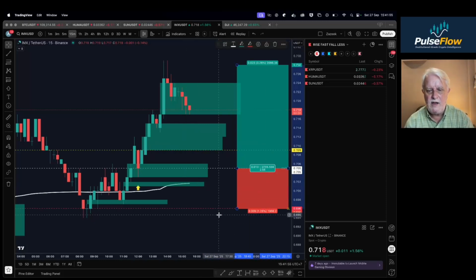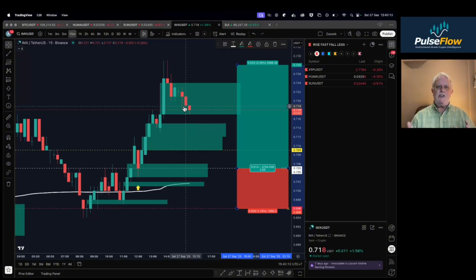By now you would have had 3%. It's gone back down into the newest fair value gap and it's trying to figure out what it should do. But 3%, not bad. Don't get greedy. Always take the profits. Take that. Even if you take partial profits, take the partial profits.